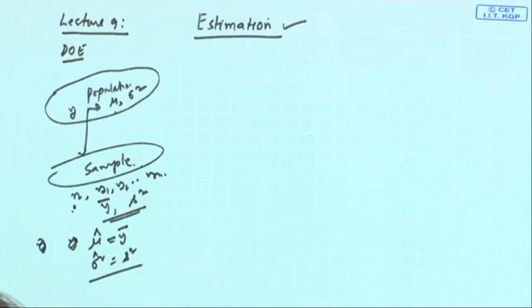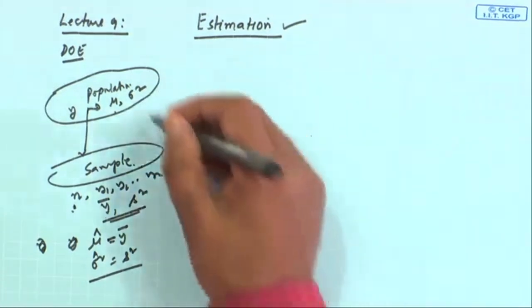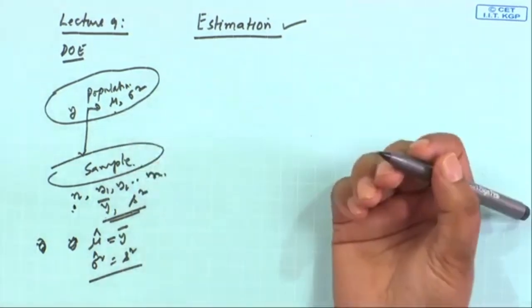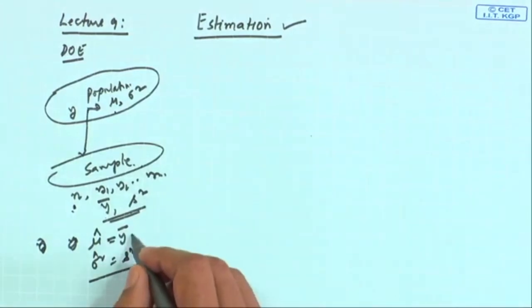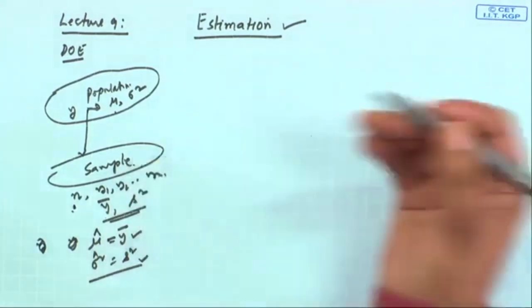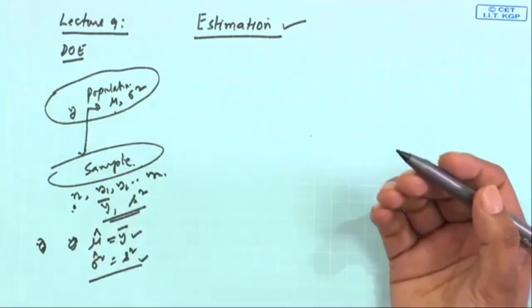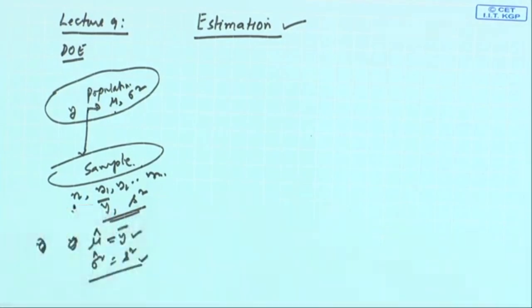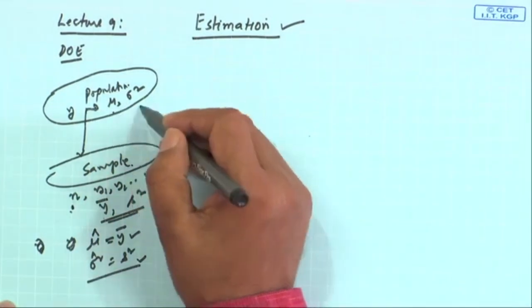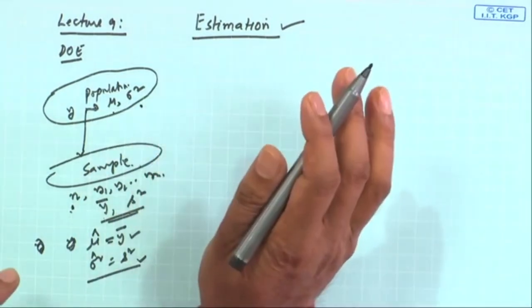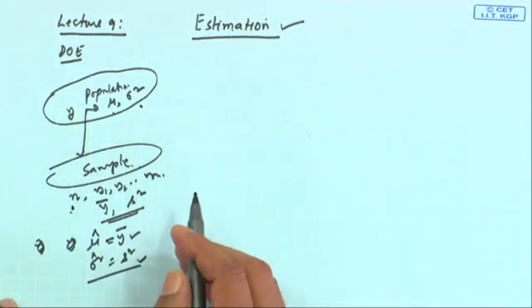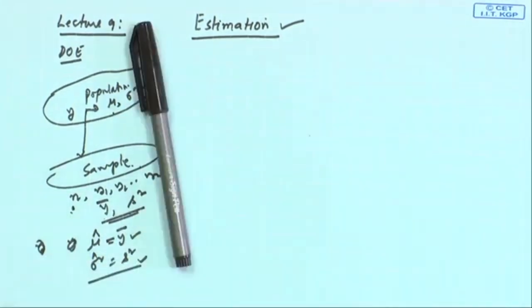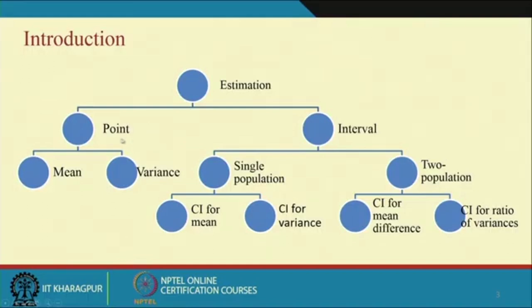Okay. Now, another concept is that if you go for a second sample, the estimate value will differ. Go for a third sample, the estimate value again differs. So, as a result, there will be a range of values within which the population parameters may lie. These two concepts will be discussed under estimation. As a result, estimation is of two types, point estimation and interval estimation.